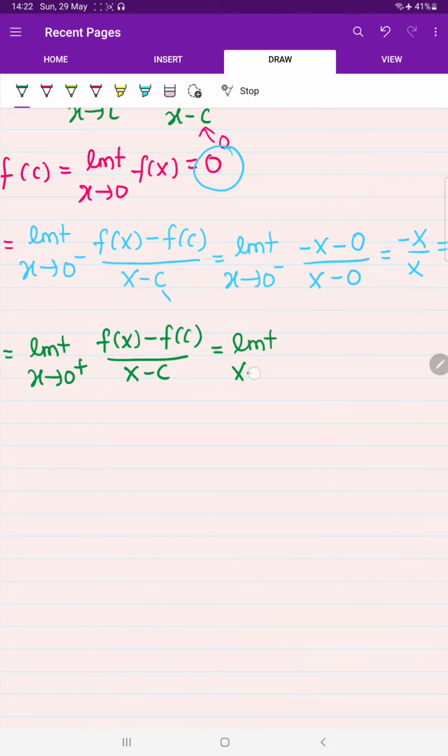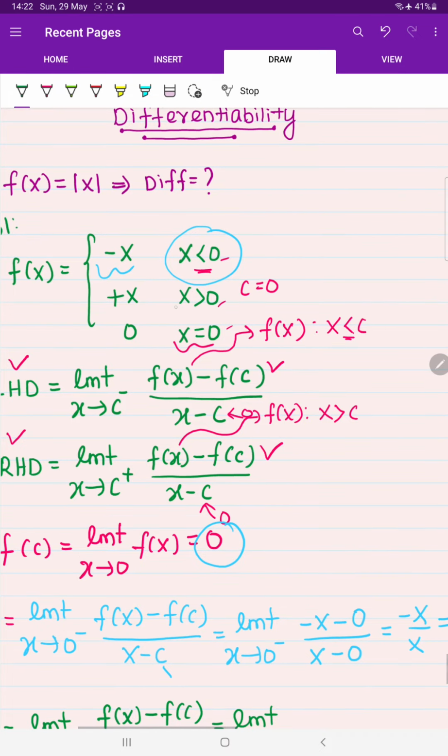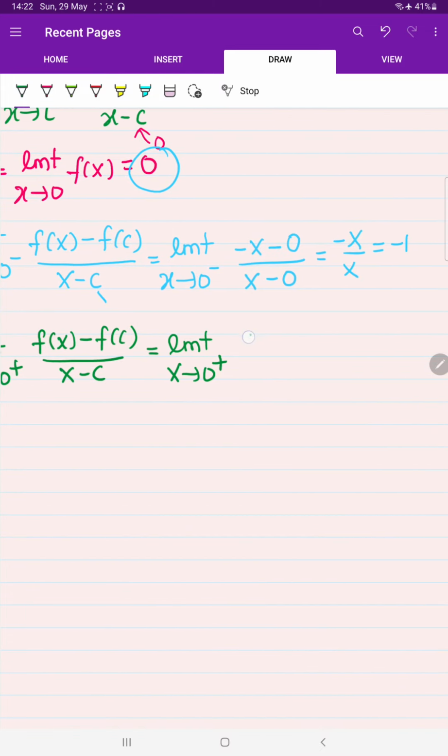Limit x is approaching 0 plus, whereas f of x is for the right side limit. Go back to the question. Right side means when x is greater than 0, f of x is defined as plus x. So I have to substitute that value. It will be plus x minus f of c, which is already 0, upon x minus c, that is also 0. Now if you clearly observe, we are getting plus x by x only, so that will be equal to plus 1.